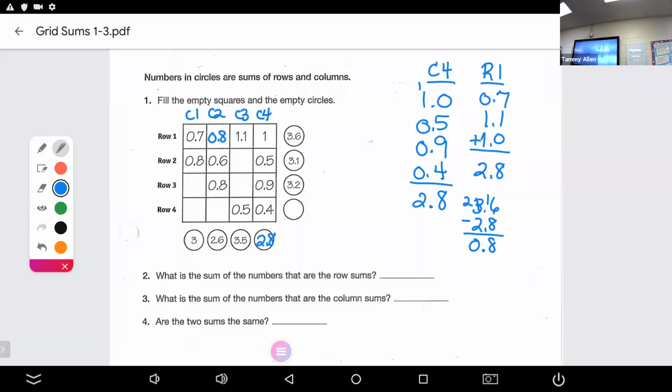Okay. Row 2. How do we want to get started in row 2? Where do you think we should get started there? Eduardo? 8/10, 6/10, 5/10. What is that sum? 1 and 9/10. We agree with that?